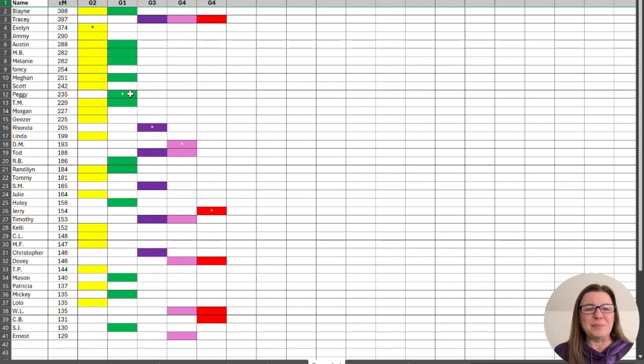Then I went down to Peggy, and her people became the green cluster, and then down to the first person without a color is Rhonda. That's purple in the purple cluster, and then DM, and then Jerry. And now everybody has a color. And again, we're down to 5 clusters.